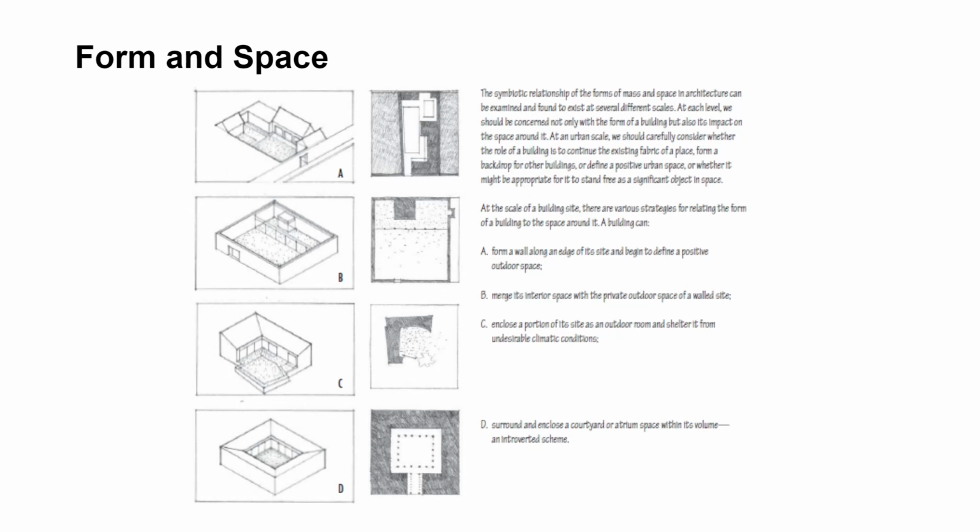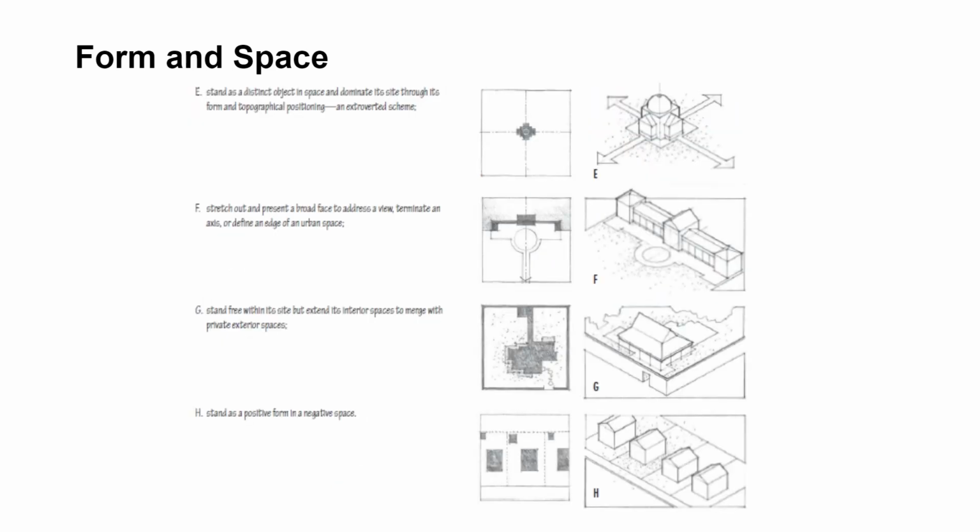So these are strategies in considering the use of space, the use of interior space and the built environment in combination, to design composition. This example stands as a distinct object in the space and dominates its site through its form and topographical positioning, as an extroverted scheme.